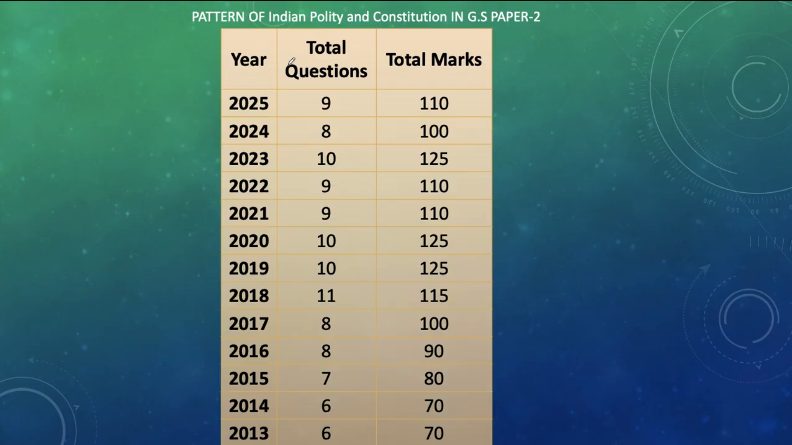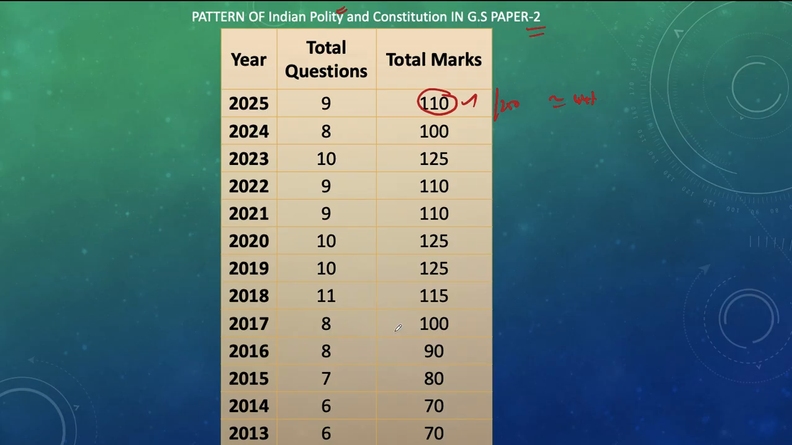Let's now focus upon the pattern of Indian polity and constitution, the mark-wise distribution in the last 10 to 12 years, students. If you look at it, in 2025, 110 marks were asked out of 250 marks. That comes to nearly 44%, students. Almost half of the questions are picked from your Laxmikanth book only. So you need to understand the importance of the book and its role in GS paper 2.